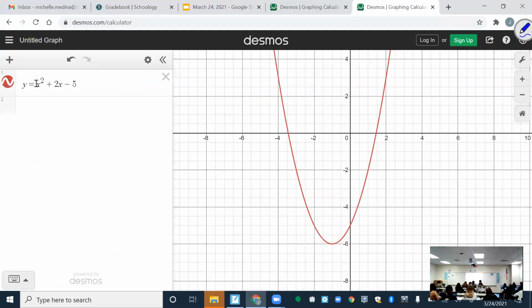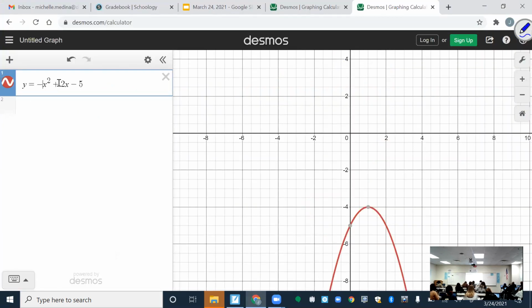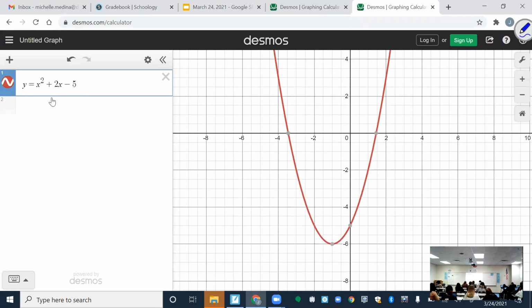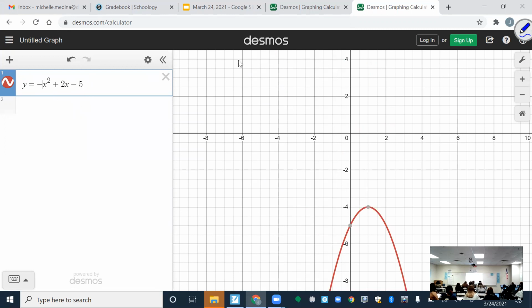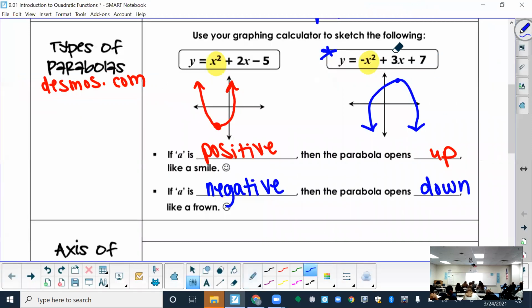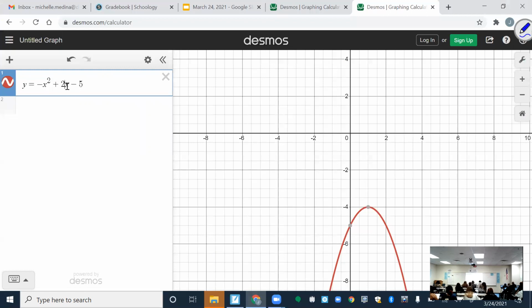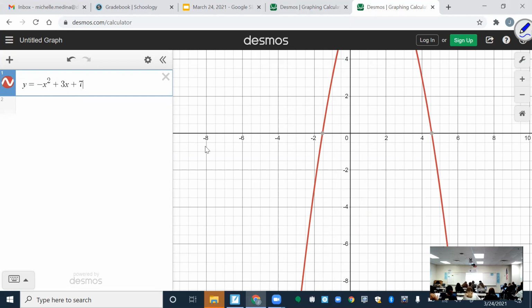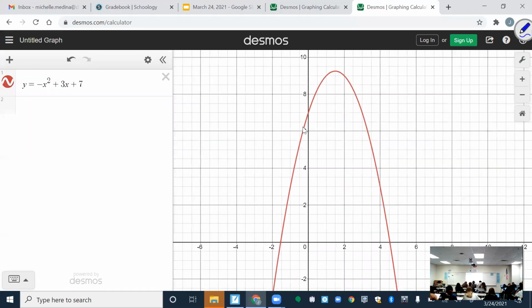If I go back and adjust my formula, as soon as I put that negative in front of the x squared, it opens downward. It was upward before. As soon as we put that minus sign, it opens downward. The rest of it was plus 3x plus 7. That's the graph that we are sketching on our note sheet. The highest point is in the first quadrant up here, and then it opens downward.